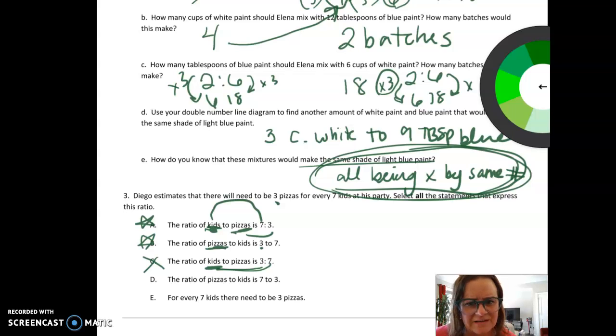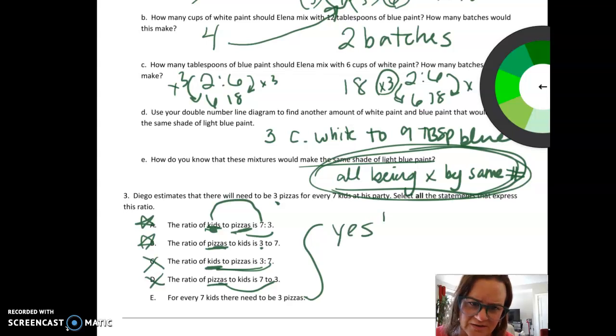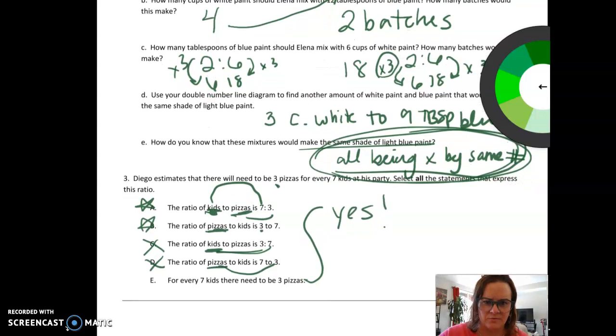The ratio of pizza to kids is 7:3. No, because pizzas needs to correlate to the 3. And it's the first word given, so it needs to be the first number given. So this is a no. And then lastly, for every 7 kids, there needs to be 3 pizzas. Yes, that's what we were just saying. For every 7 kids, there needs to be 3 pizzas.